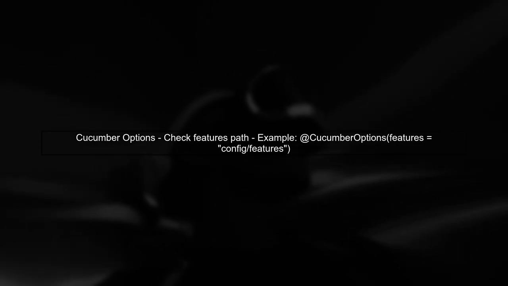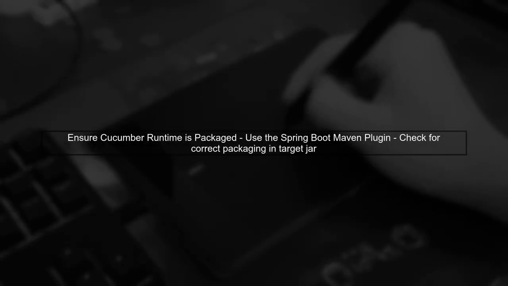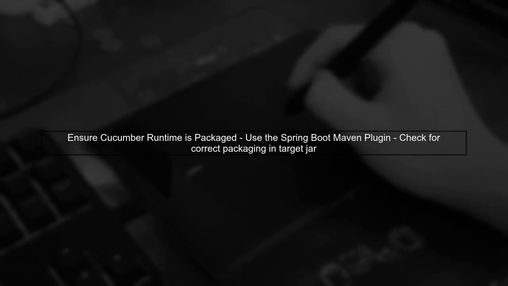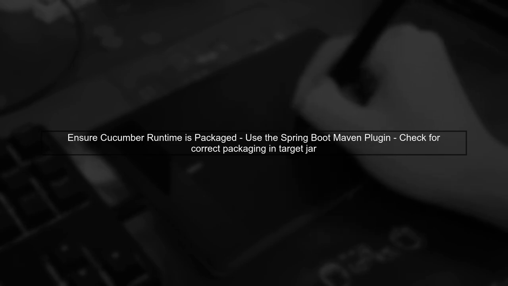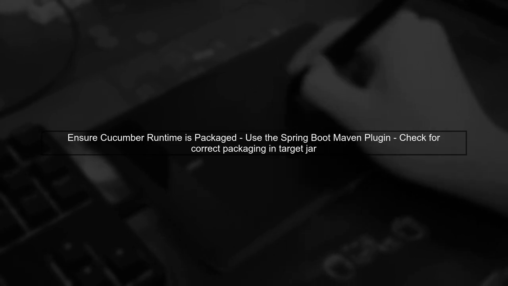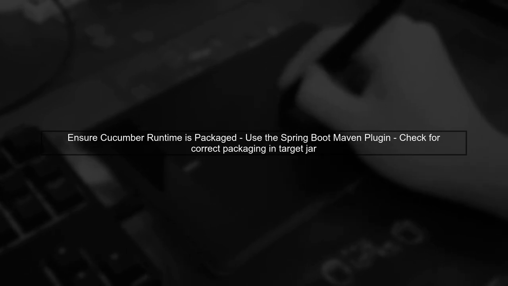Next, make sure that the Cucumber options are correctly set up. The features path should point to the correct location of your feature files. Additionally, you may need to include the Cucumber runtime in your class path when running the jar. This can be done by ensuring that the Cucumber dependencies are packaged correctly.